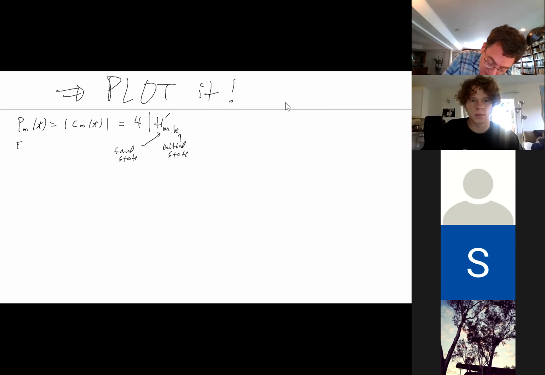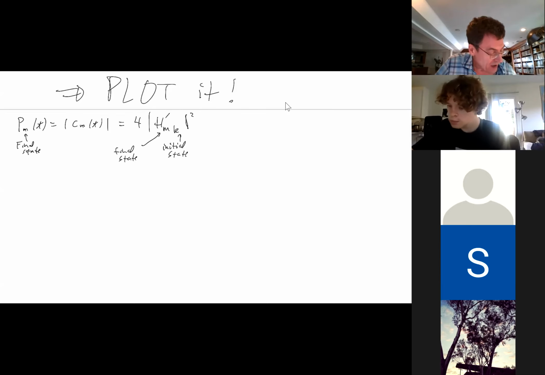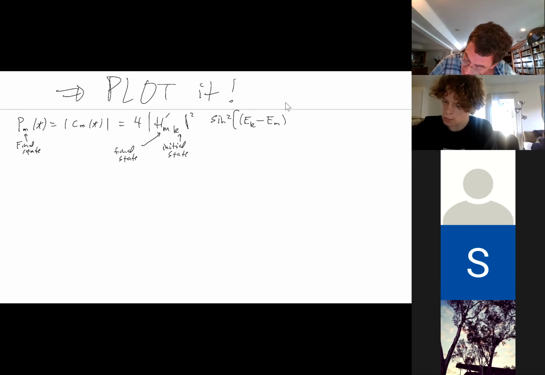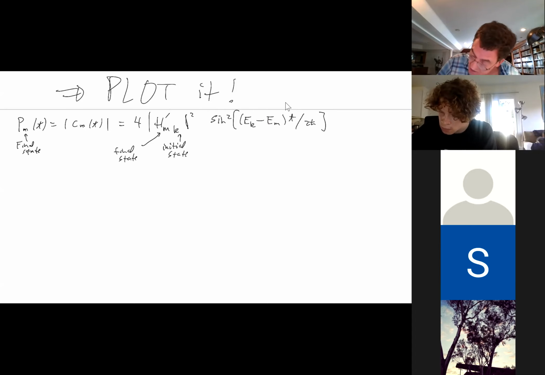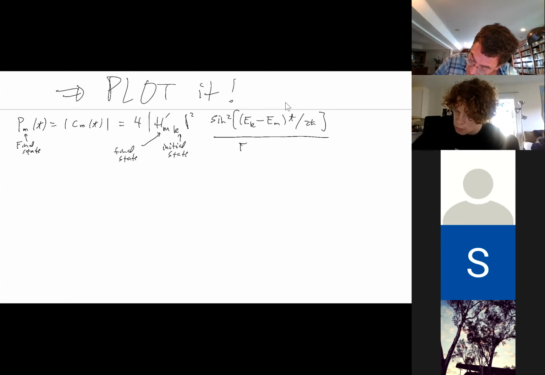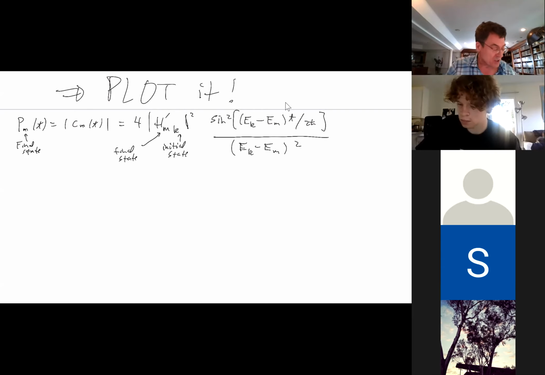And remember, m is the final state, squared, times sine squared of E_k, the initial energy, minus the final energy, times t over 2h bar, divided by E_k minus E_m squared. Okay, so let's plot it.